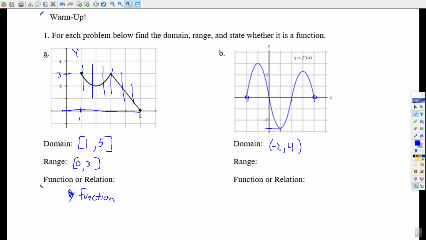Range, lowest to the highest. Now look, this is like a wave. The lowest the wave goes is right around here, so you have to estimate. The highest is here. None of which have open circles, so these are both going to be brackets. The lowest is, I'll say, -2.7, if I can even put it on here. And then the highest is 3. Both brackets. Is it a function? Do the vertical line test. I think it always hits 1 point, so it's a function.